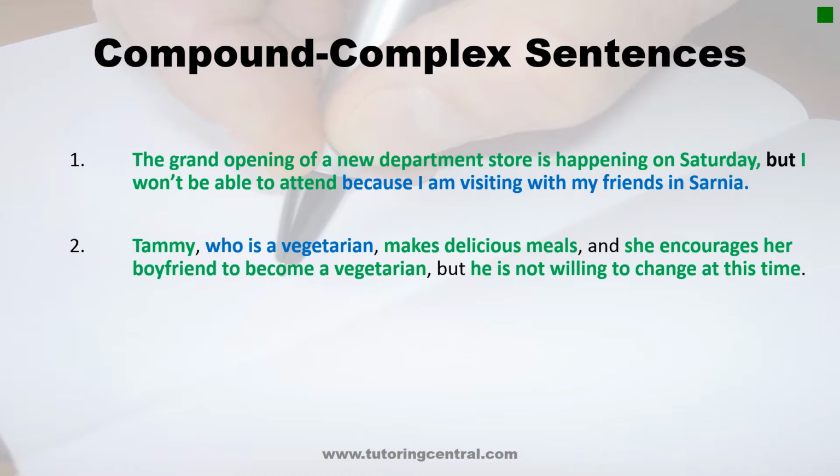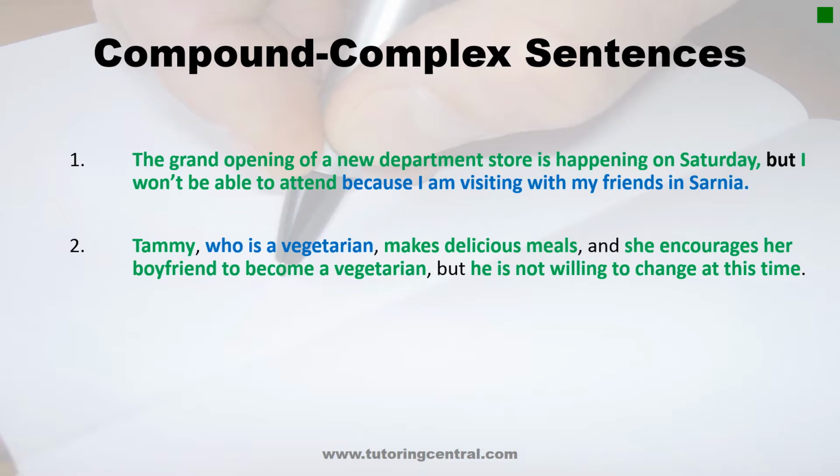So the first independent clause is actually "Tammy makes delicious meals," but we've added "who is a vegetarian." And this gives us additional information about Tammy. It isn't essential. We could remove it. That's why there's commas on both sides. And that is our dependent clause in this compound complex sentence.